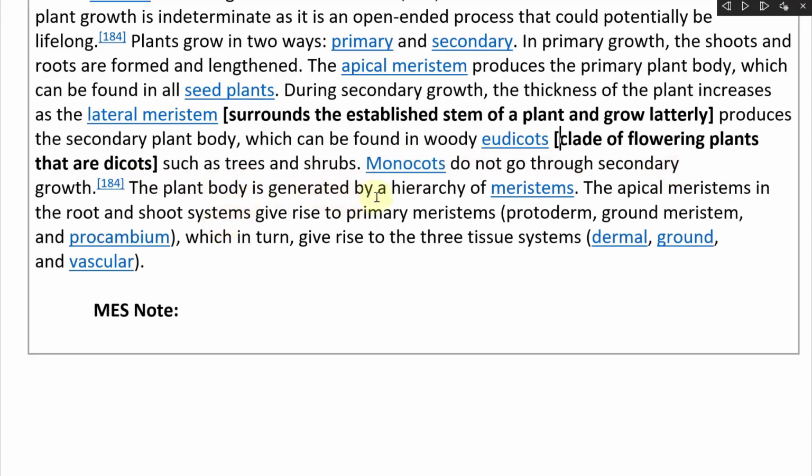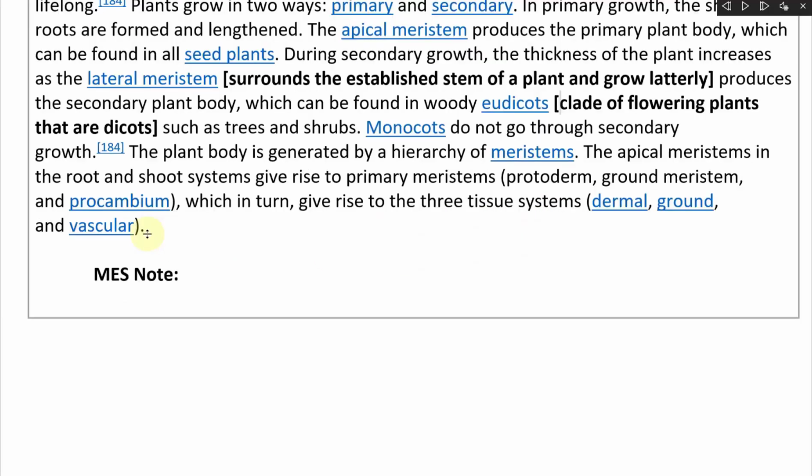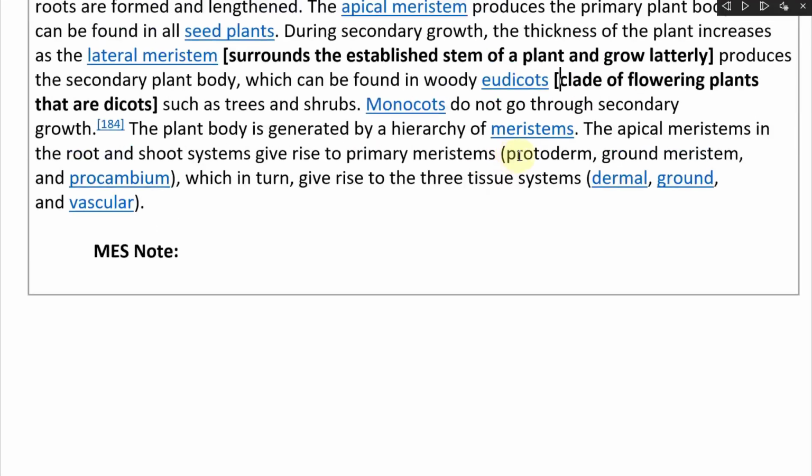The plant body is generated by a hierarchy of meristems. The apical meristem and the root and shoot systems give rise to primary meristems, the protoderm, ground meristem, and procambium, which in turn give rise to the three tissue systems: dermal, ground, and vascular. And remember, the dermal is the outer skin and outer coating, and ground is everything in between the vascular and the dermal. So let's continue further here.